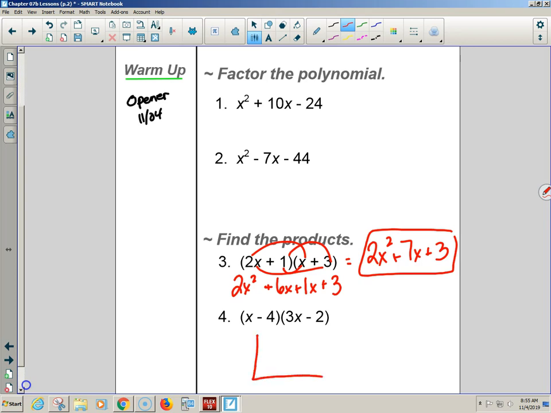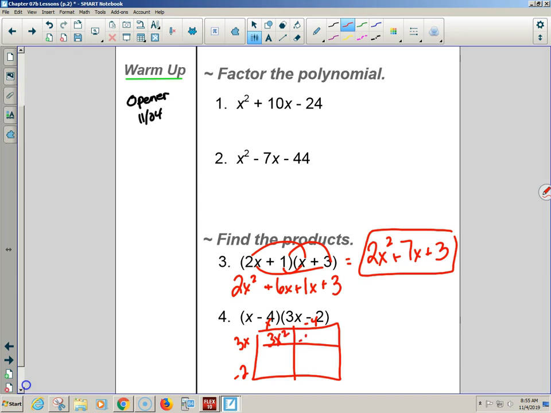But if you did this the box way instead, you would have had your x minus 4, your 3x minus 2, and it would have looked like this. Now, some of you are messing up on the box just a little bit. I'm seeing it multiple ways. Remember, x times x is x squared, right, guys?